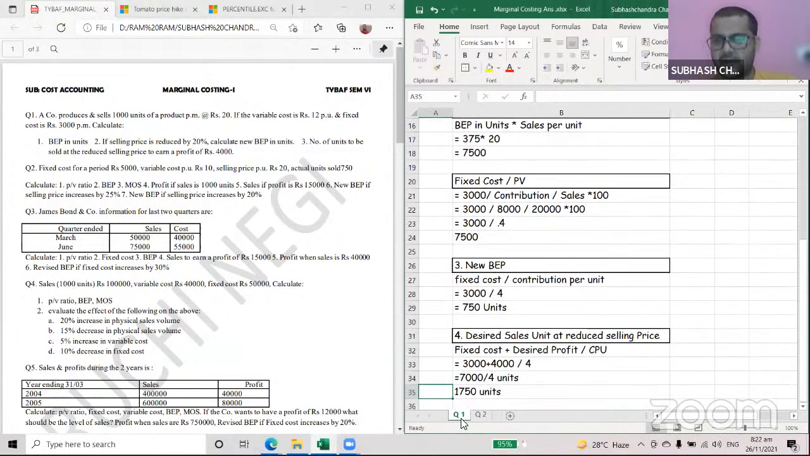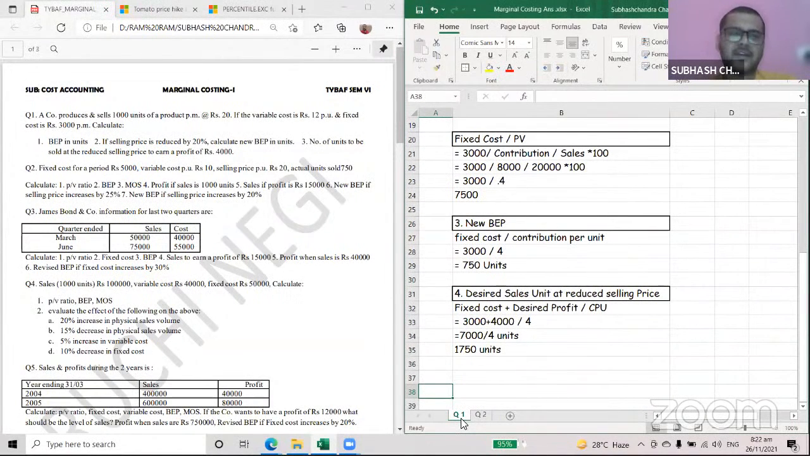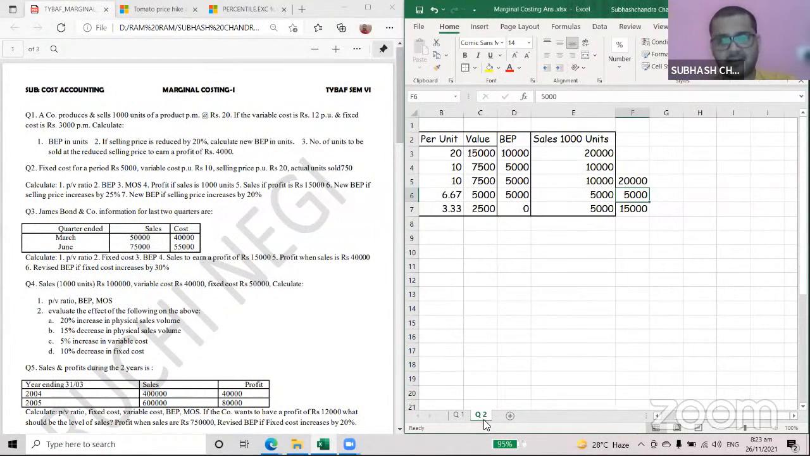I'm always suggesting you all, whenever you solve question 1, question 2, at the beginning of the chapter, be ready with all formulas on a separate page. And every time you solve a question, refer to that formula. Even if you know the formula, refer to it and make sure it's recalled properly. So how will you get it? Fixed cost plus desired profit divided by contribution per unit. The contribution per unit is the original, that is 10.